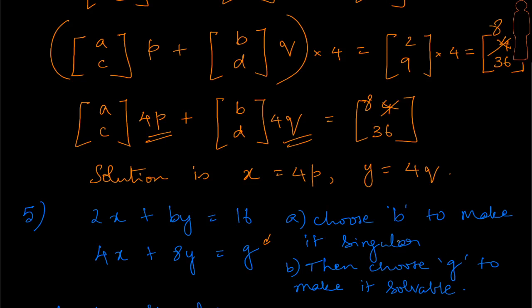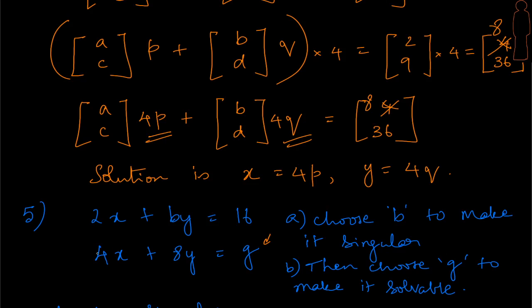We should talk about making this system singular, and that can happen only if we make the number of pivots less than 2. If the number of pivots comes out to be 2, then we have got a single solution, which is a non-singular case. Therefore, let's go ahead with this.